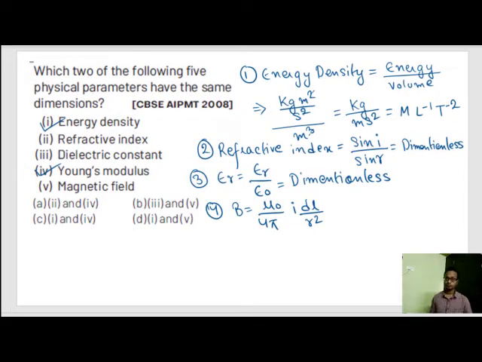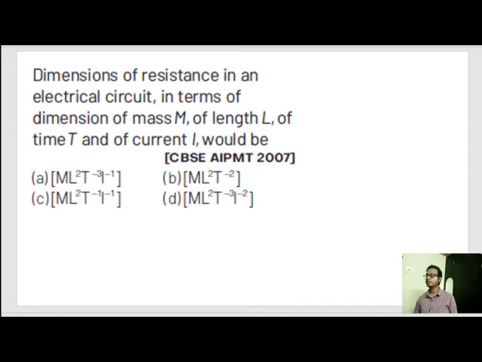Okay. Let's start with the next question. Let's read the next question. The next question says: the dimension of resistance in an electrical circuit in terms of mass m, length L, time t and current I would be. That means they are asking you the dimension of resistance. And I have already said, memorize 5 things: charge, current, resistance, capacitance and inductance. Most of you haven't memorized, so I'll still derive it out here.